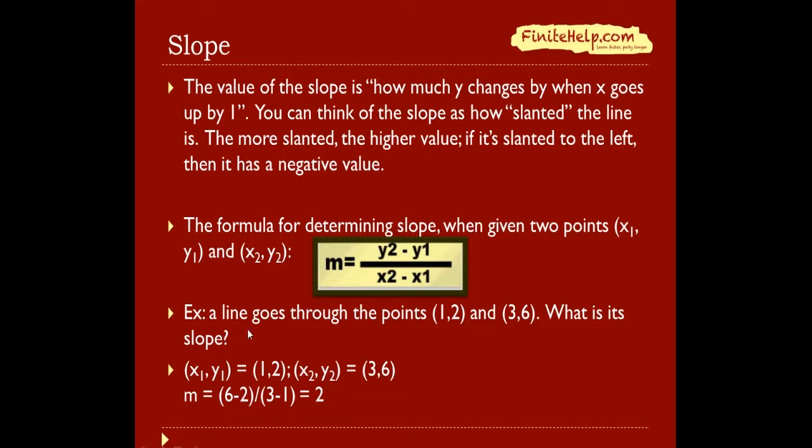Let's look at an example. A line goes through the points (1, 2) and (3, 6). What is the slope? Here you just simply plug and chug. So (x1, y1) is (1, 2), and (x2, y2) is (3, 6). And it doesn't matter if you switch the order, the answer will still come out the same. So here we have the slope is 6 minus 2 on the top and 3 minus 1 on the bottom, which comes out to be 4 over 2. And the slope is 2.